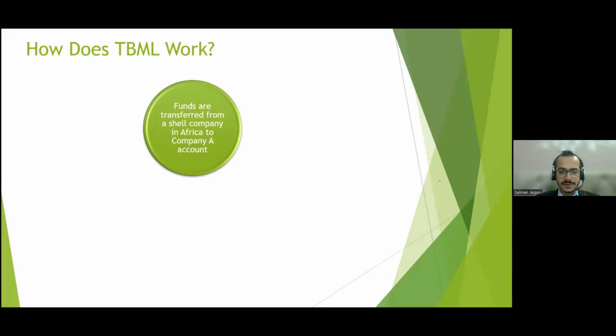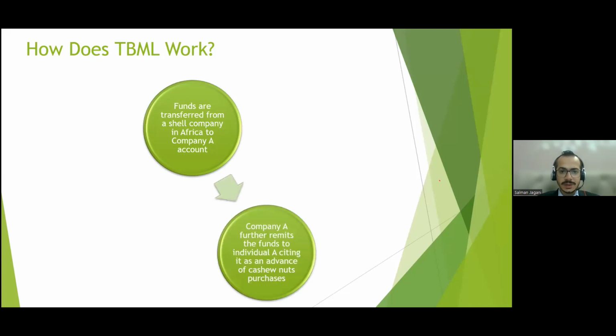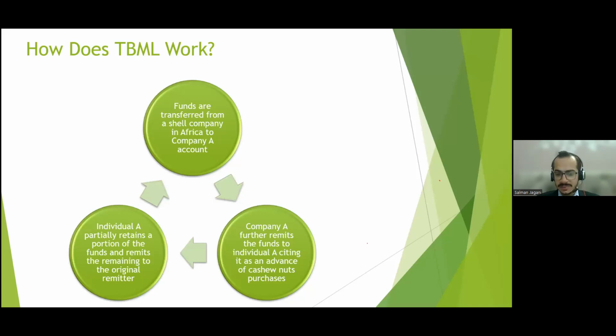Company A's account further remits the funds to individual A, citing it as an advance for cashew nut purchases. So here, all the dirty money coming into the account from a shell company is used to buy cashew nuts. Obviously, the payment is made in advance. It becomes legit because it's coming from a bank account, and coming from a shell company, it becomes very difficult to trace. Then individual A partially retains a small amount and sends the remaining money back to the original remitter. So this is how placement, layering, and integration go on.